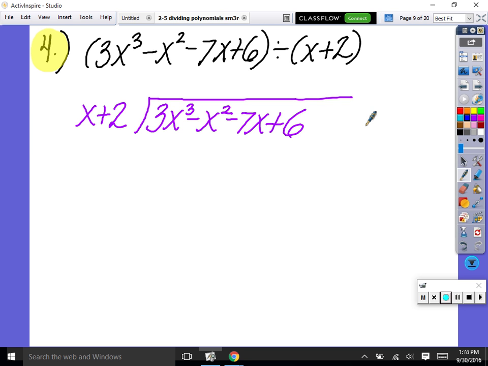So we go off to the side. We make our bulletin point. We focus on the leading terms. So we're taking this polynomial divided by this. So we have 3x cubed divided by x. What do we get?